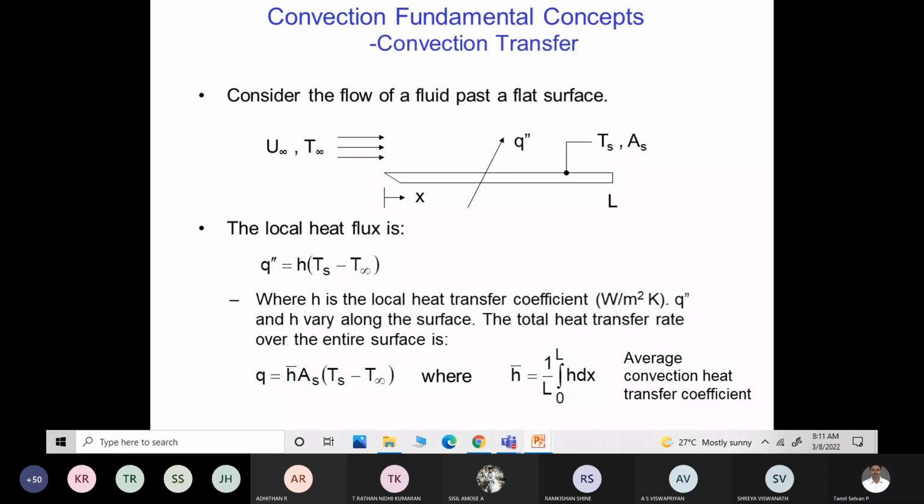We discussed basic convection concepts and boundary layer concepts and the formulas associated with it. What is the velocity boundary layer? What is the thermal boundary layer?